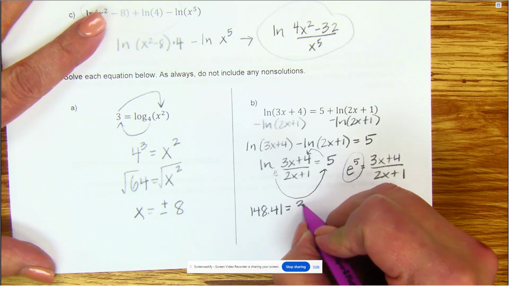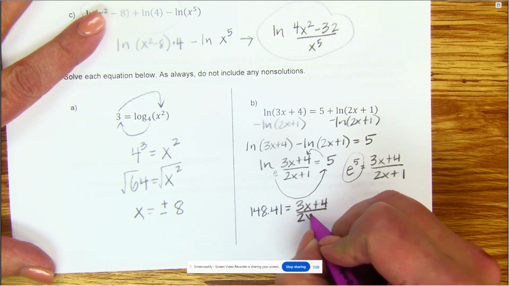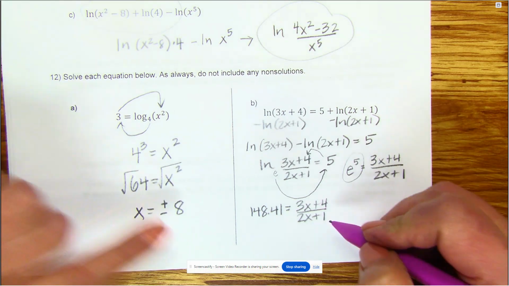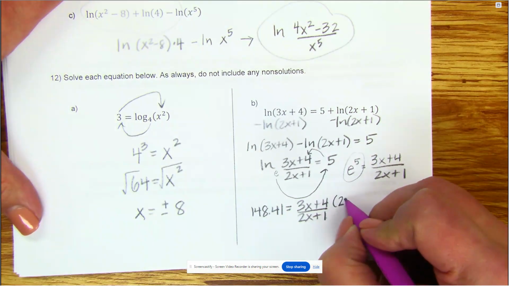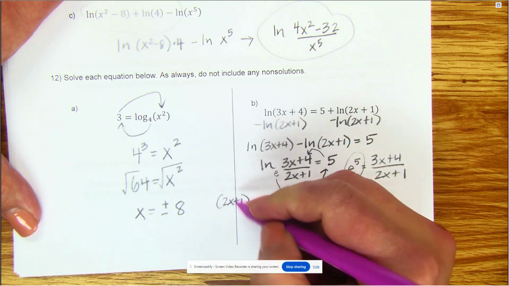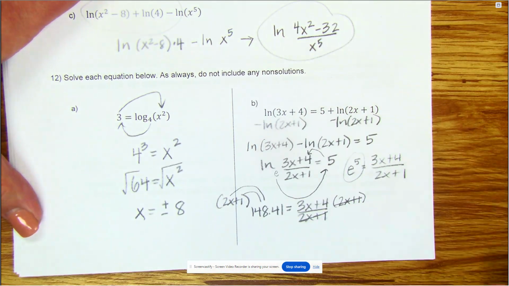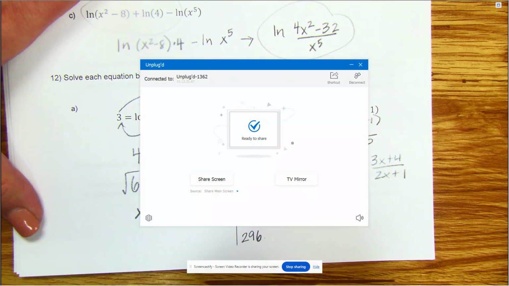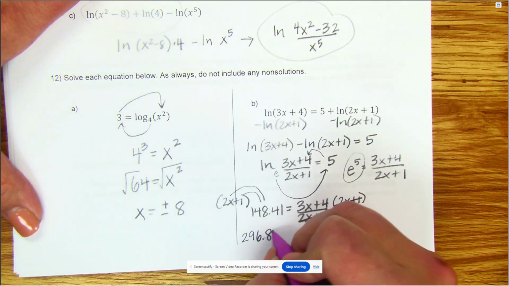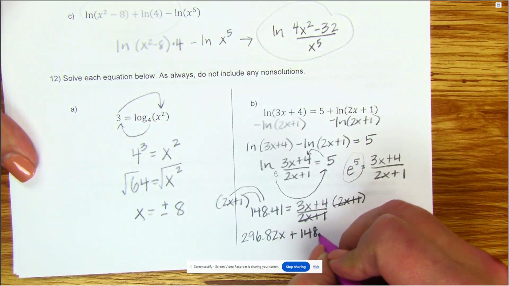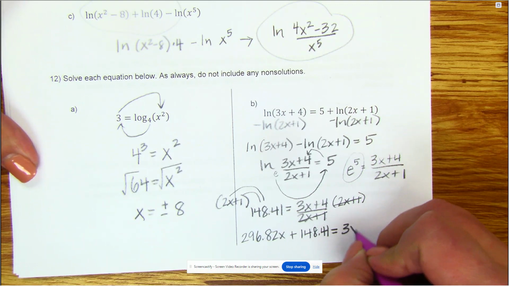148.41 equals 3x plus 4 over 2x plus 1. This is a rational equation. I'm going to clear the denominator. I want to get that off the bottom. I'm going to multiply this side by it to make it go away. Whatever I do to one side, I do to the other. So now I'm going to have to distribute that out. So 148.41 times 2 becomes 296.82x, plus 1 times that is just 148.41 equals, I still have 3x plus 4.